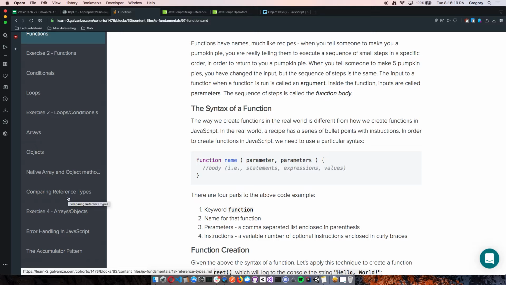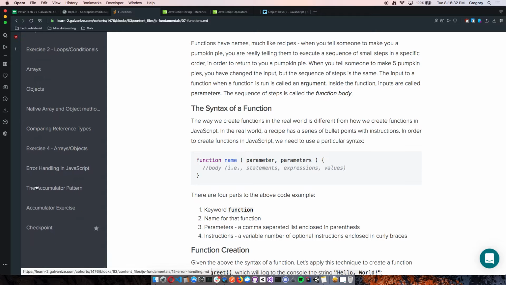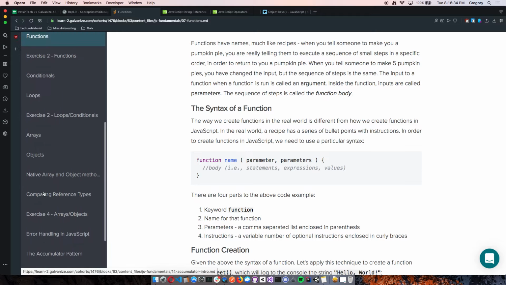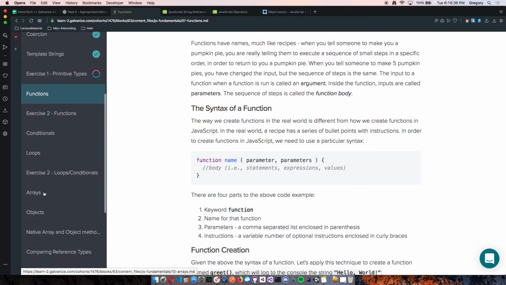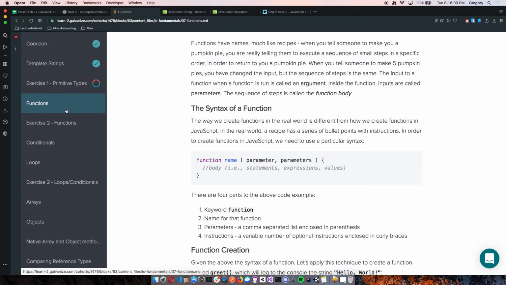Comparing reference types, don't forget reference types are arrays and objects. So this discusses comparing arrays and objects. Down here we're talking about arrays and objects, error handling in JavaScript. The accumulator pattern has to do with loops. So I will go over loops and I will go over functions.